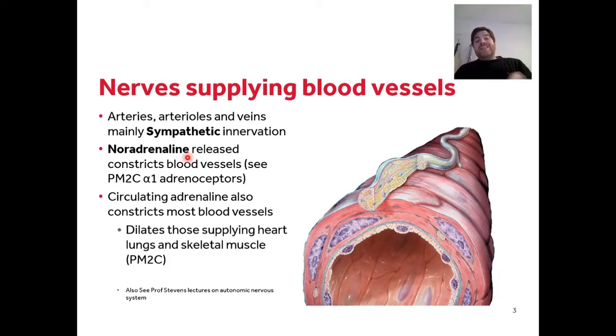Now, it's important that I've mentioned noradrenaline because that's the neurotransmitter released from the sympathetic nerves. It is also worth bearing in mind that you also have circulating adrenaline, which also constricts most blood vessels, but does dilate some blood vessels, including those supplying the heart, the lungs, and the skeletal muscle. And I'll go into more detail next year, but you should also look to Professor Stevens' lectures where the roles of noradrenaline and adrenaline are talked about.